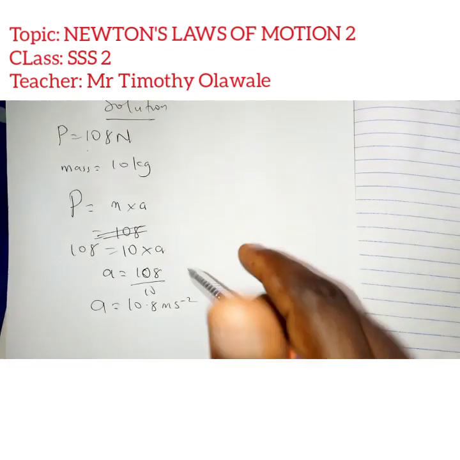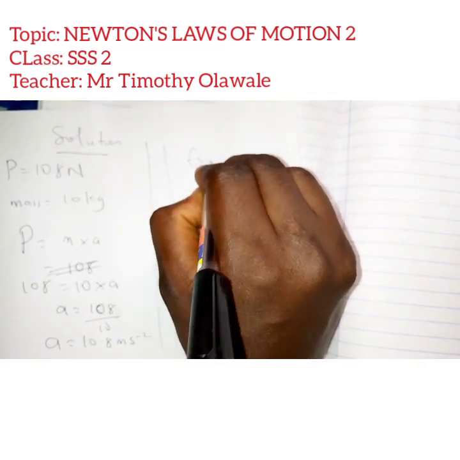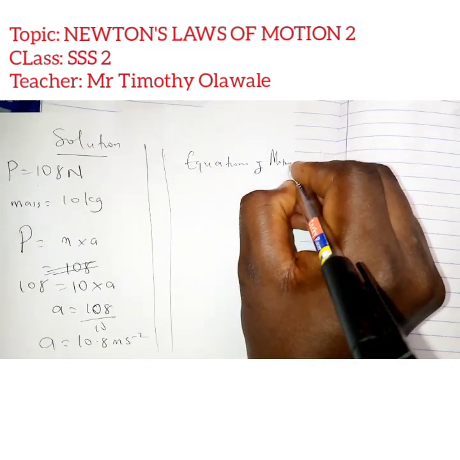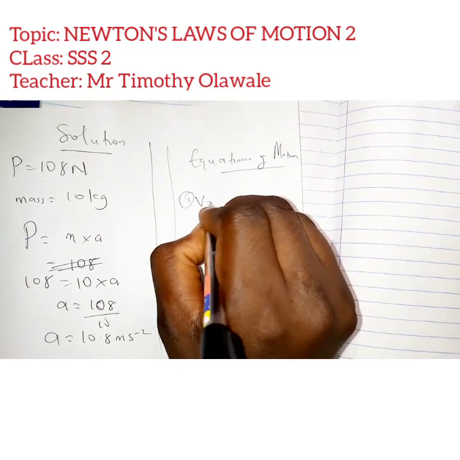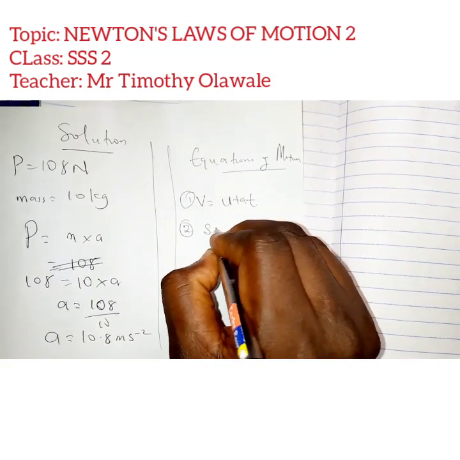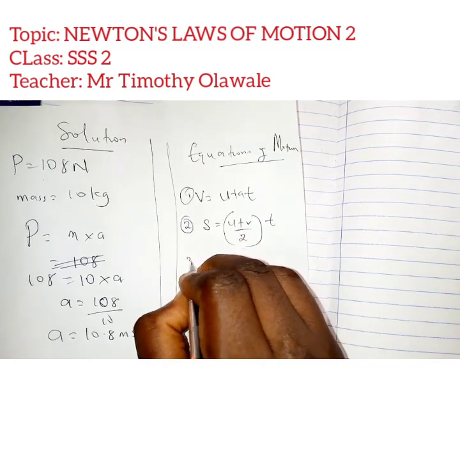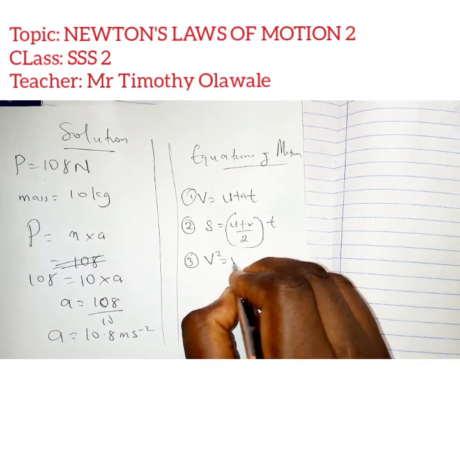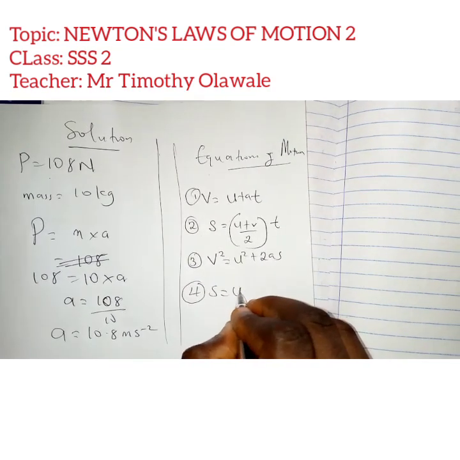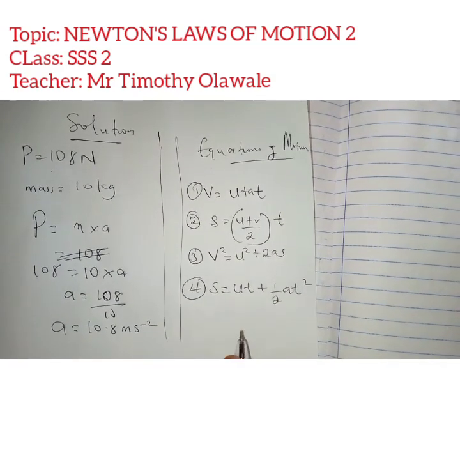Let me remind you of the equations of motion. Number one, V equals U plus AT. Number two, S equals U plus V over 2 times T. Number three, V squared equals U squared plus 2AS. And number four, S equals UT plus half AT squared. Just as a reminder, okay?